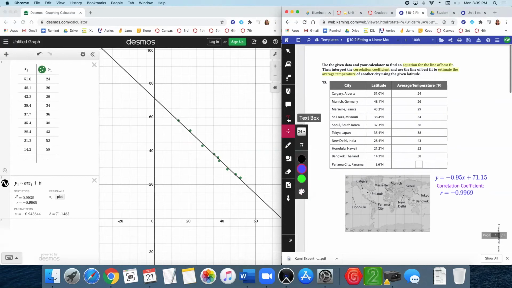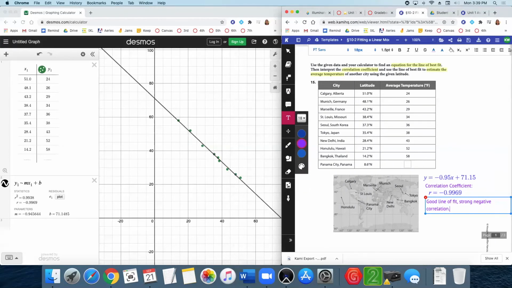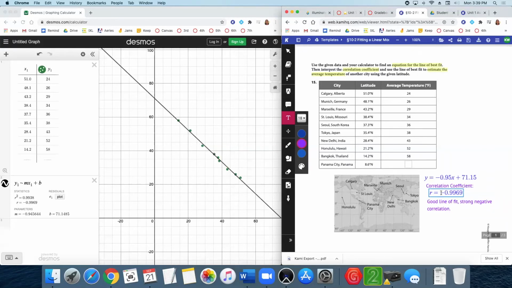So I'm going to go ahead and type that in here. So we have a good line of fit, and we have a strong negative correlation. So when we talk about correlation, we use the words weak or strong, depending on how close it is to 1 or -1. Okay?